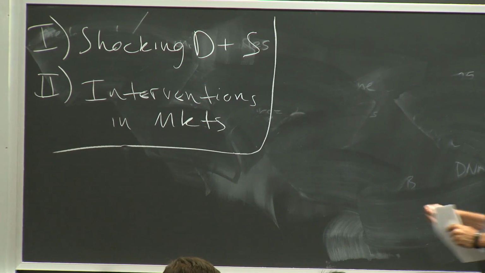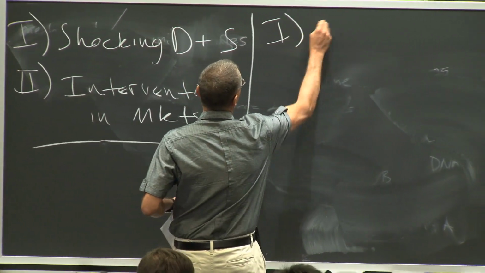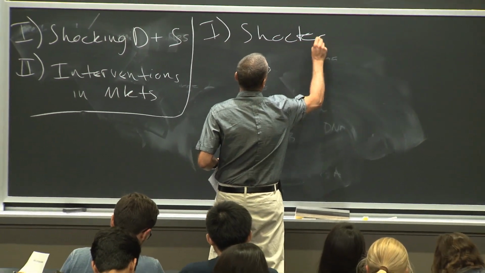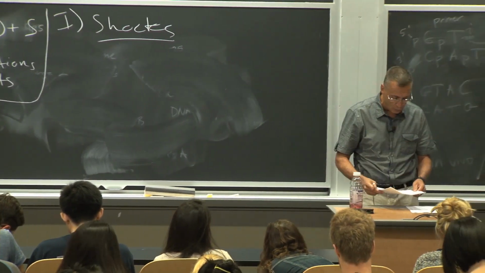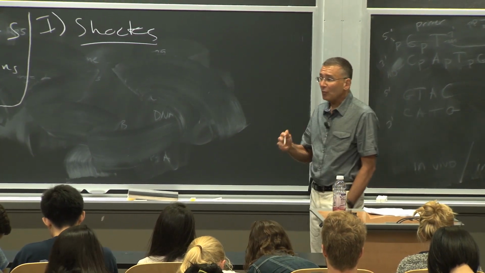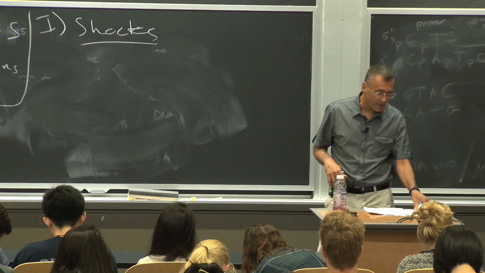So let's start with topic one, which is shocks. One way to understand demand and supply is to ask what happens when there's shocks to a market. So let's review what you learned on Friday. We'll start with figure 2.1.